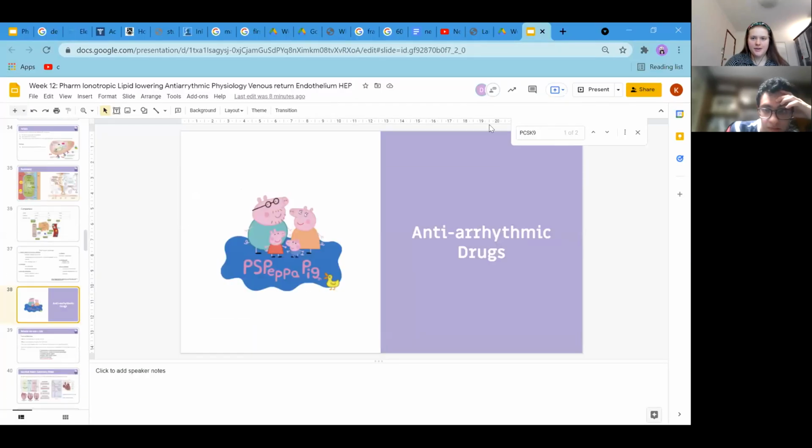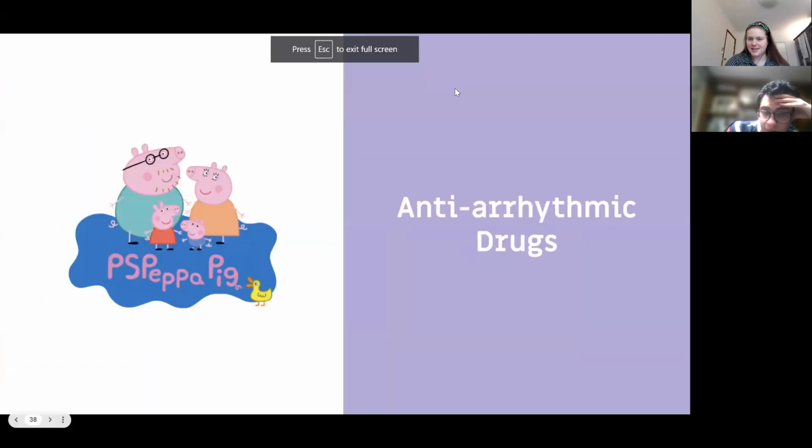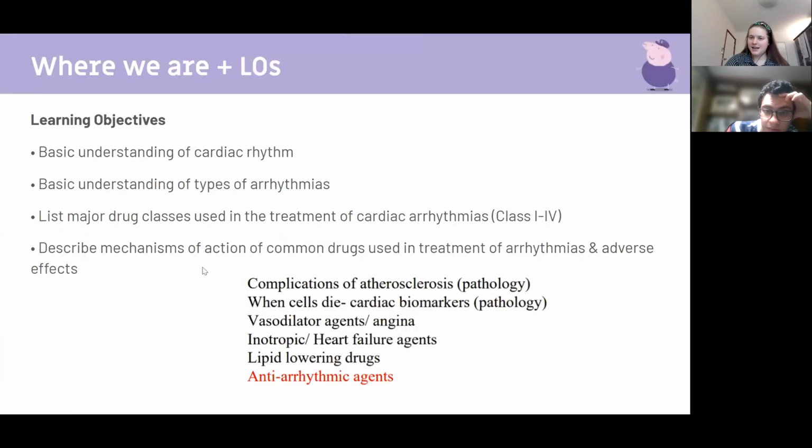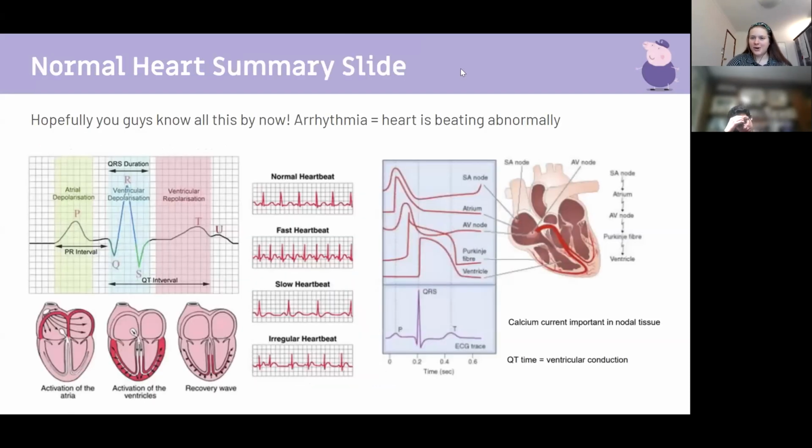I will be going through the very last of the pharmacology, the anti-arrhythmic drugs. Similarly, relatively low yield, as in you have to know the key drugs, what class they're in, like a beta blocker or a calcium channel blocker, and maybe one or two of the adverse effects, but that's really not too much to know from here. Hopefully by now you have a good understanding of how the normal heart structure works, and your PQRS and your ECGs.